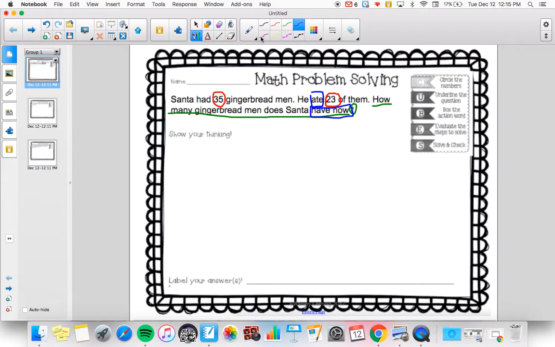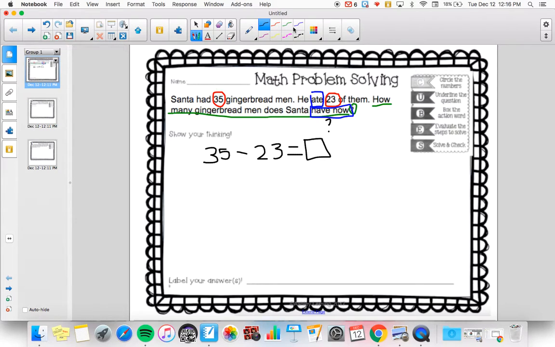And then evaluate is, what am I going to do? What kind of word problem is this? What is it asking me? The question's asking me how many gingerbread men does Santa have now? So I'm seeing that it says I have 35, he ate 23 of them. How many do I have now? So I know that this is an end unknown problem. It means I know what I need to do. So to me, when I say ate, it means that I'm subtracting. So I'm going to do 35 minus 23 equals box. And that's my unknown. That's what I do not know. Have now. That's my question. I don't know what I have now.